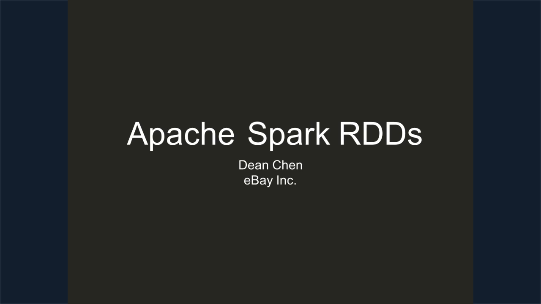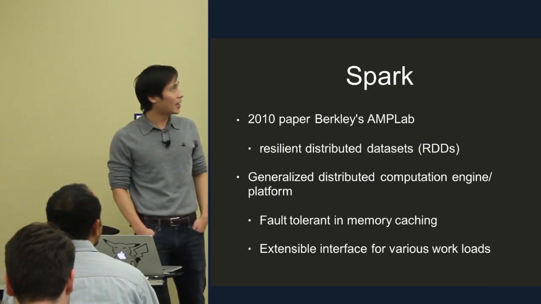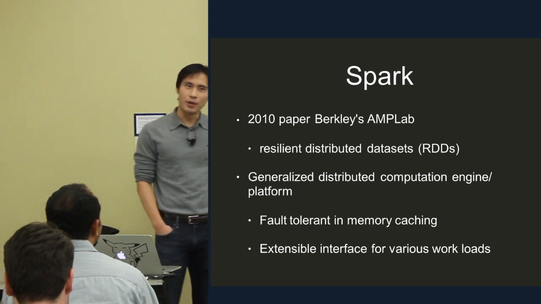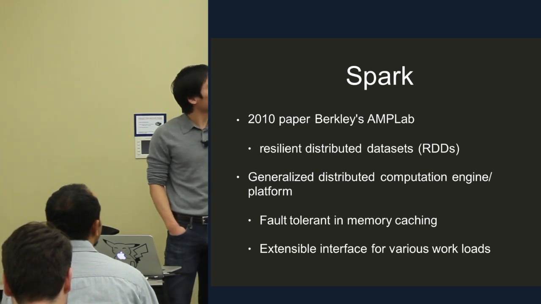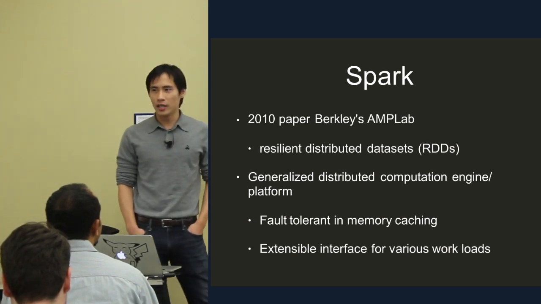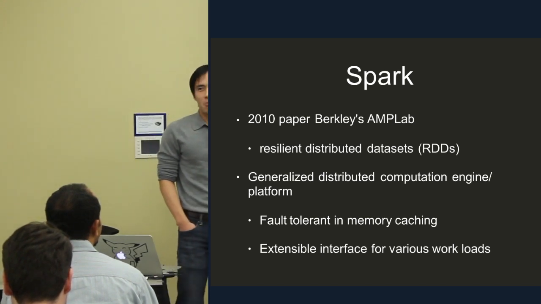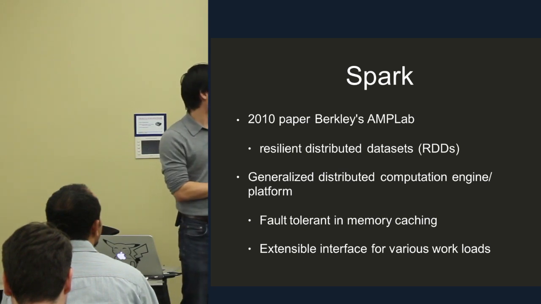So a quick overview on Spark. It's relatively young. It came out of a 2010 paper from Berkeley's AMPLab. And I highly encourage everyone to read the paper. But the gist of it is, it describes an abstraction called resilient distributed datasets, or RDDs for short. And this talk will be about RDDs, so I'll wait to elaborate on it.